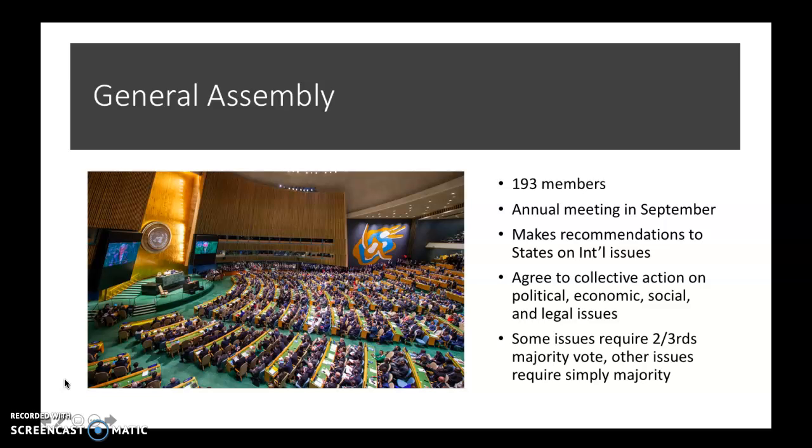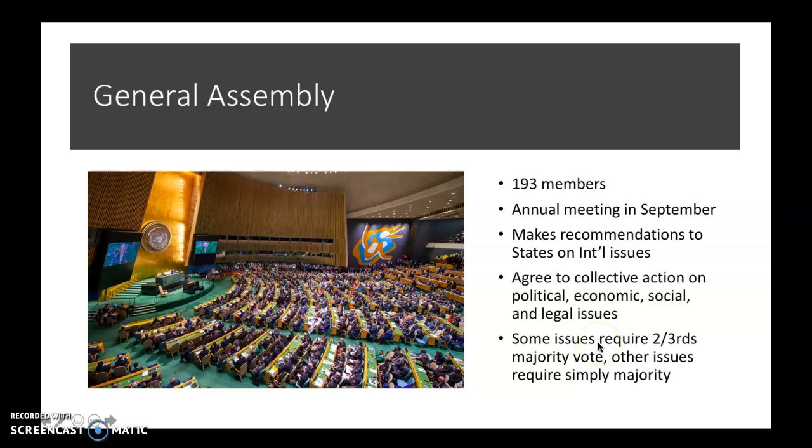A couple other things that I want to point out about the General Assembly. There, again, like I said before, is an annual meeting in September. This is kind of considered the Super Bowl of diplomacy. This is when not just ambassadors to the UN, but heads of state travel to New York to address other world's leaders. And most importantly, this is when all of the drama happens. So be sure to keep track of what's going on at UN headquarters in September.